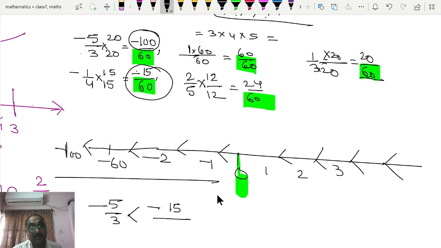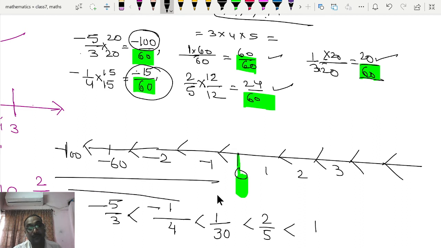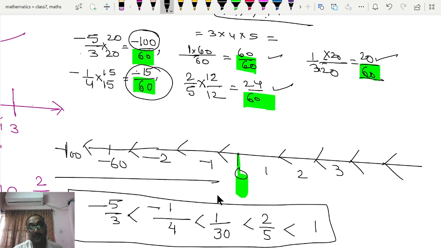next least, and it is minus 1 by 4, so write it in original form. The third one is positive, and positive means bigger: 20, 24 and 60, so write it in order. 20 comes from 1 by 3, 24 comes from 2 by 5, and 60 comes from only 1. So here are the numbers written in ascending order.